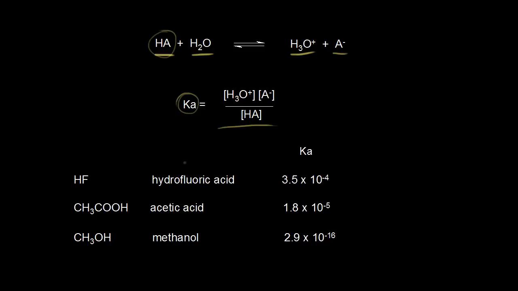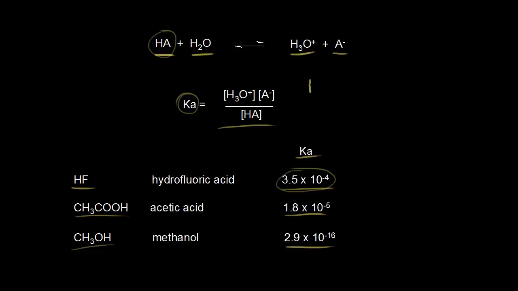So here we have 3 weak acids, hydrofluoric acid, acetic acid, and methanol. And over here are the Ka values. So you can see that hydrofluoric acid has the largest Ka value. Even though they're all considered to be weak acids, 3.5 times 10 to the negative 4 is larger than 1.8 times 10 to the negative 5. So hydrofluoric acid is stronger than acetic acid, and acetic acid is stronger than methanol. But again, they're all considered to be weak acids relative to the stronger ones.